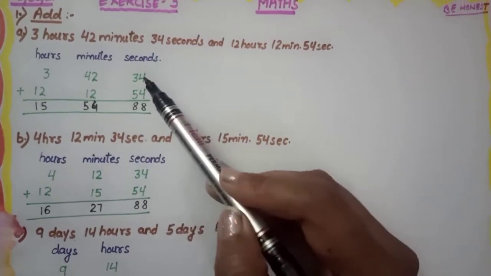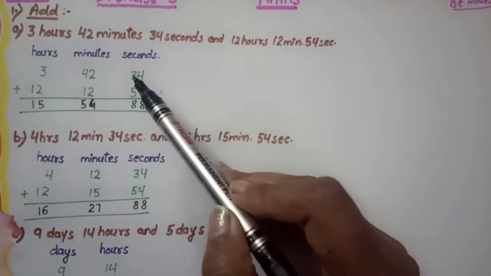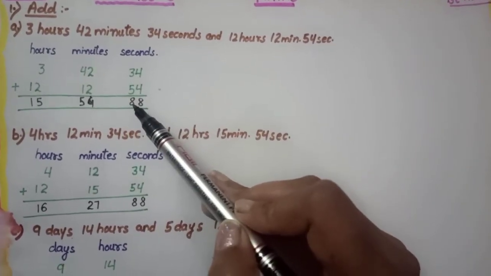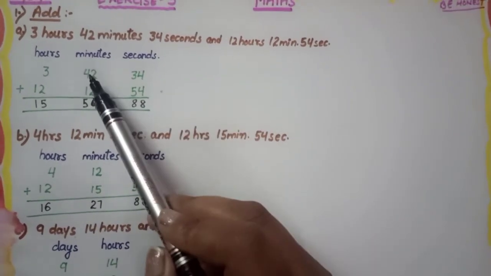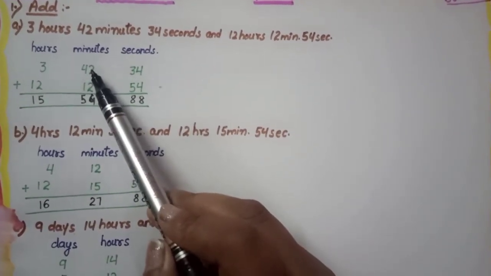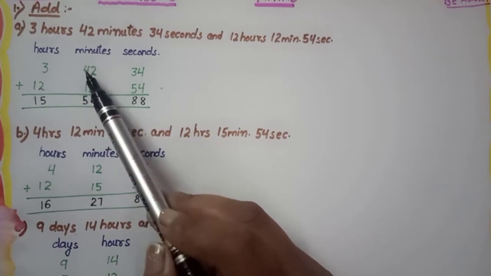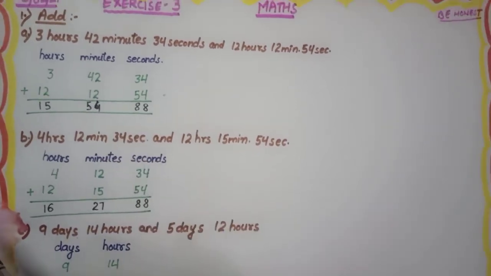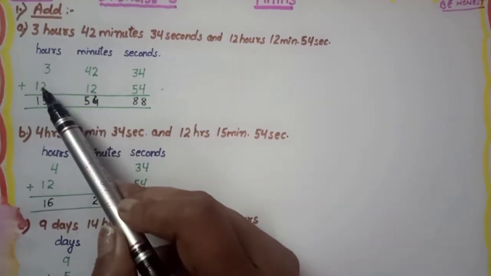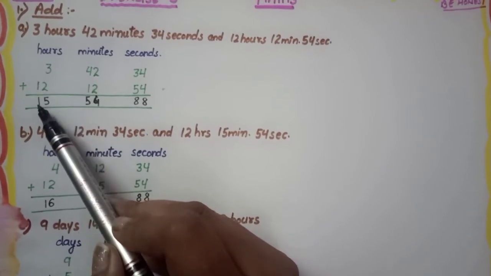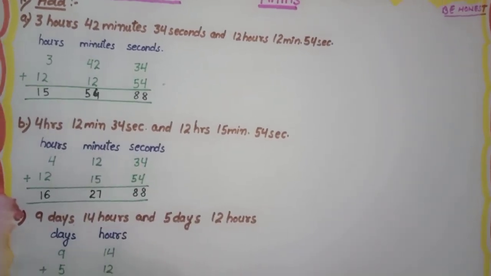4 plus 4 will give us 8 and 3 plus 5 will give us again 8. Leave it as it is now. Now let us move on to this one. 2 plus 2 will give us 4 and 4 plus 1 will give us 5. 3 plus 2, 5 and this 1 will be written down as it is.